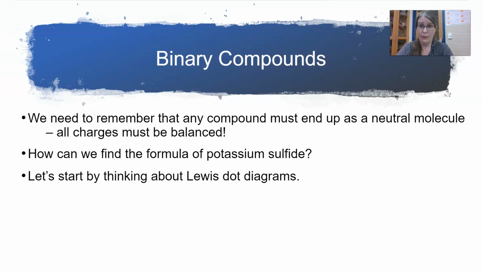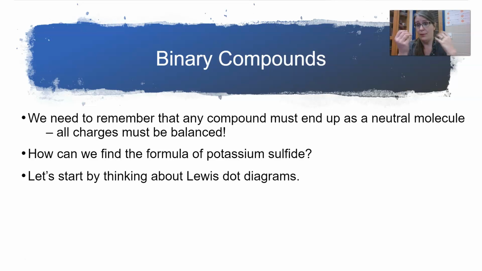The key thing when we are thinking about writing formulas for binary compounds is that in order for the compound to exist on the beautiful green earth, it must be a neutral molecule. Nature is very into balance. So all of my positive charges must be balanced out by negative charges. If I ever wander by your paper and say, make something that exists, it's a hint to start checking your charges. So let's use this balance information to find the formula of potassium sulfide.